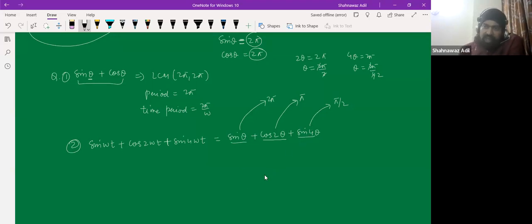Then how do we calculate the time period? We calculate the time period as the LCM of these periods. So what would be the LCM of 2 pi, pi, and pi by 2? What is the LCM?